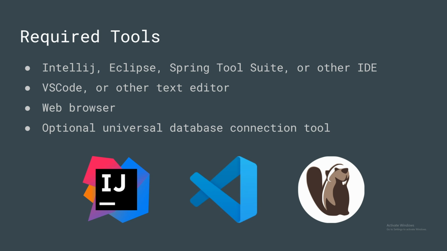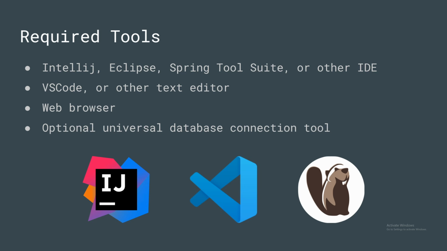From a tool standpoint, you will need the basics, a Java IDE, which could be IntelliJ, Eclipse, STS, or even VS Code. You'll of course also want a text editor to work on the React code. Once again, you can use VS Code or whatever you like. Use the tools that you're comfortable with here. And since we are using an H2 database, we'll be able to connect to the database directly via our web browser. However, if you're using a different relational database management system, you'll want to either have a general purpose database tool such as DBeaver, or you prefer a database connection tool for the database you are running.